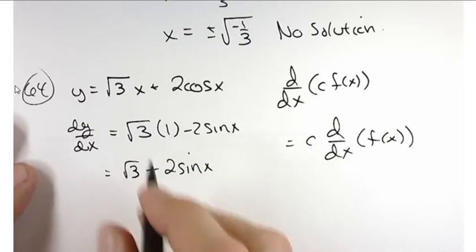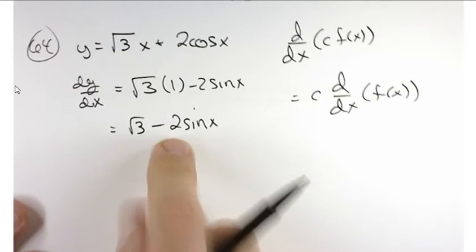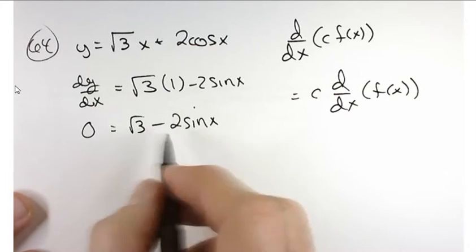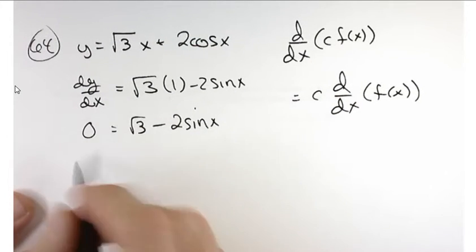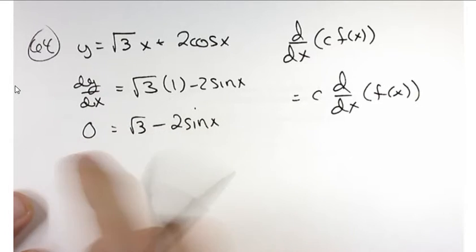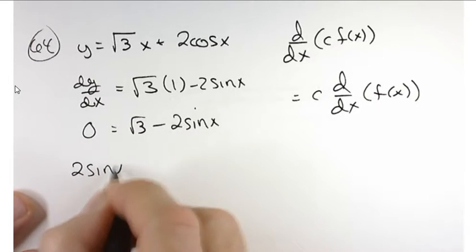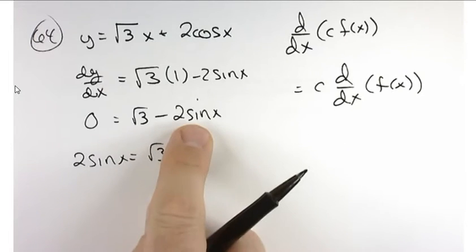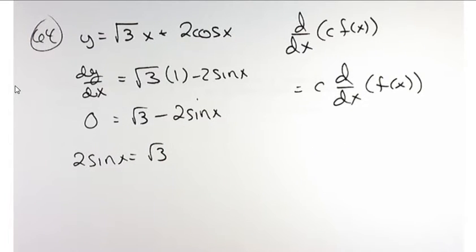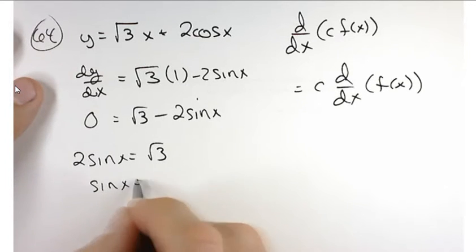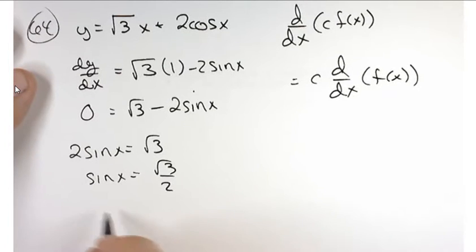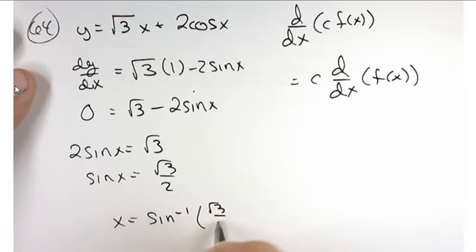What am I going to set that equal to? 0. So 0, and we're going to solve for x. So I'm going to move the 2 sine of x to the other side. 2 sine of x equals square root of 3. Why do you suppose I moved the 2 sine of x to the left-hand side like that? Yeah, make it positive. I got rid of the negative that way. It's just a little cleaner, less mistakes. Divide by 2, sine of x equals square root of 3 over 2. x equals the inverse sine of the square root of 3 over 2.